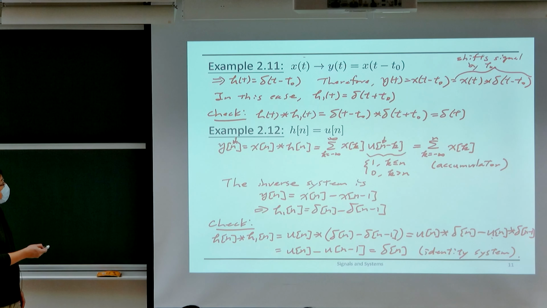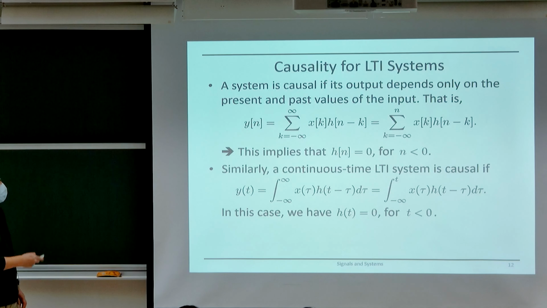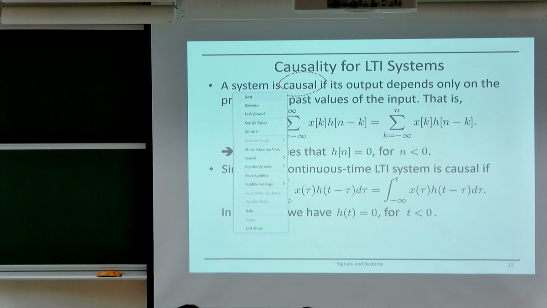So what comes up next is causality. If you recall, what does it mean for a system to be causal? We say that a system is causal if its output depends only on the present and past values. Only on the present and past values.